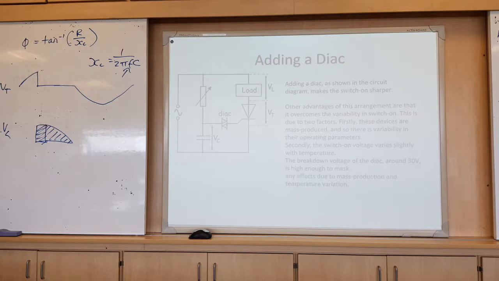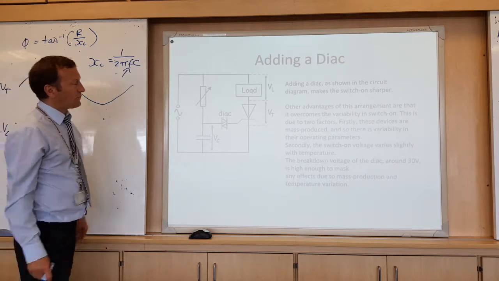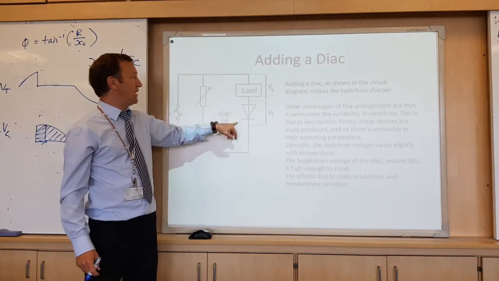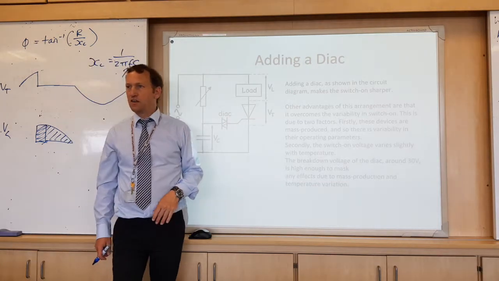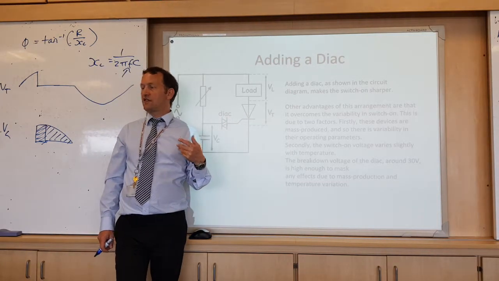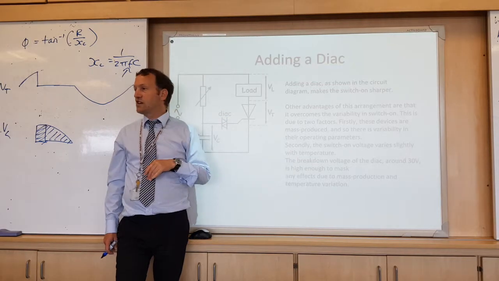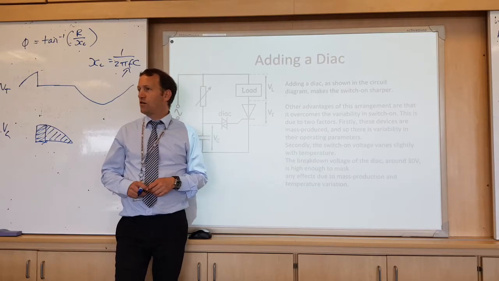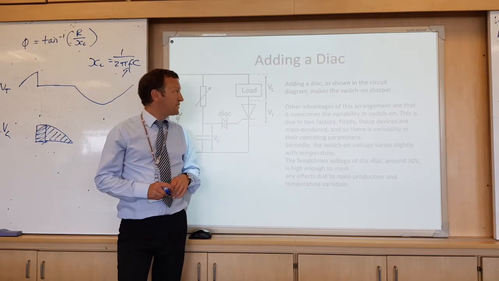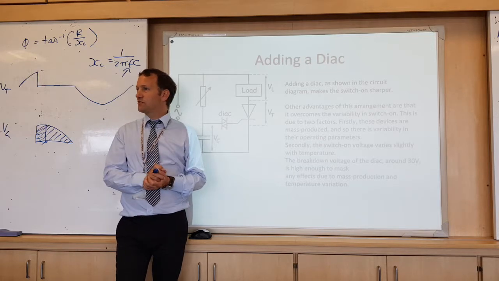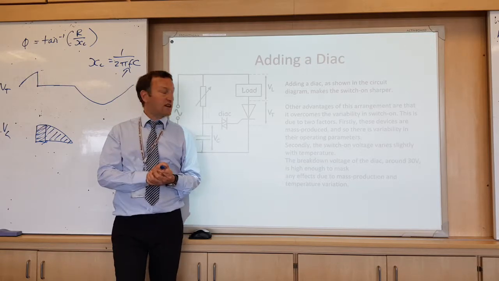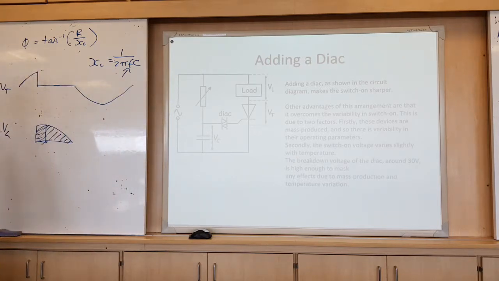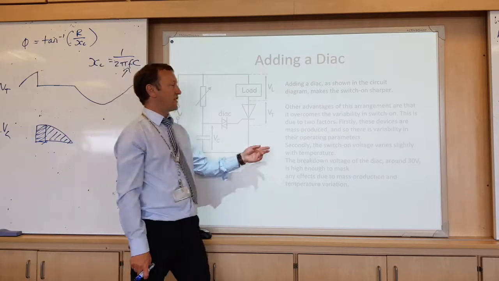Then we can add a diac, which just makes the switching sharper. Basically it means that the current won't flow here until there's enough voltage built up. These are for big high power systems, so this might be set at something like 30 volts. Because these are made more accurately than the thyristors, everything will behave more predictably, and the switch on is definitely very sharp. You do need to know that little diagram. It also stops it from varying with temperature.